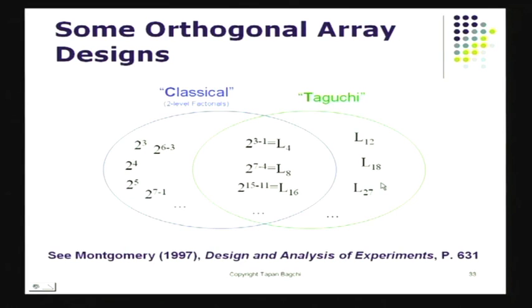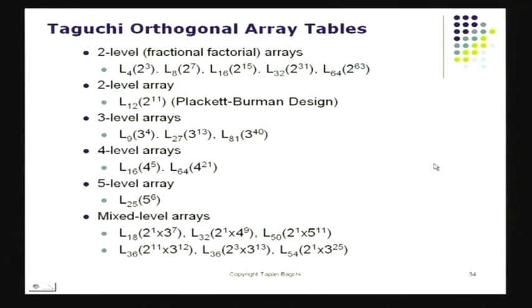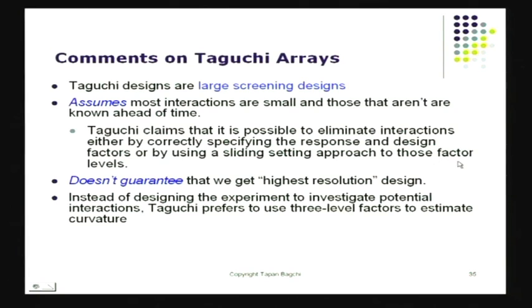And I picked it up from a book, the Design and Analysis of Experiments book by Douglas Montgomery, 1997 edition. If you look at page 631, it will show you this representative there. And of course, there are a large number of other arrays which are also useful for running Taguchi experiments.